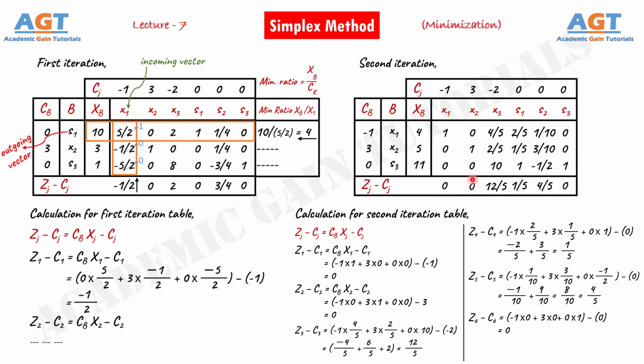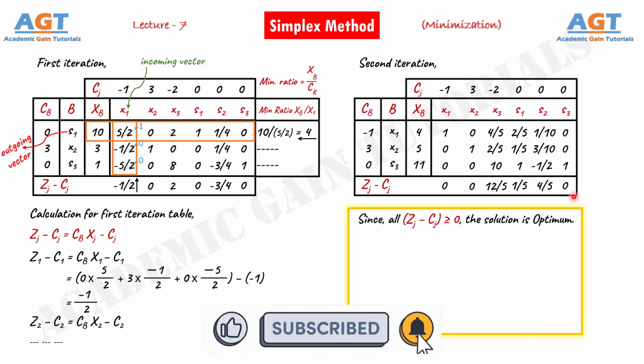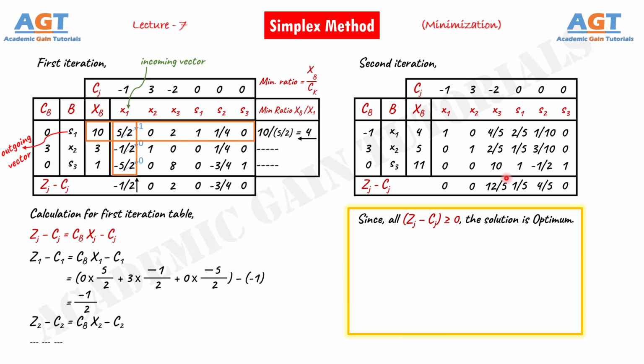Now, if we look at the values of Zj minus Cj, all these values are either greater than 0 or equal to 0. There is no negative value of Zj minus Cj here, since all the values of Zj minus Cj are greater than or equal to 0. That is, they are all positive values. So, we can say that our solution has reached the optimal stage, and we don't need to make any more new tables.